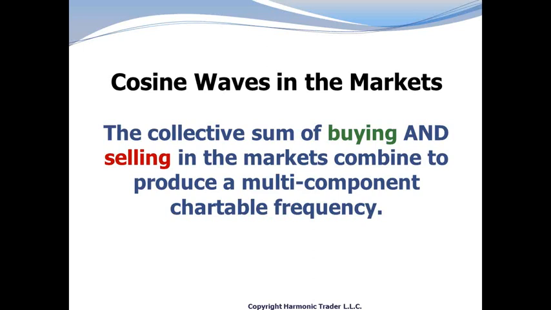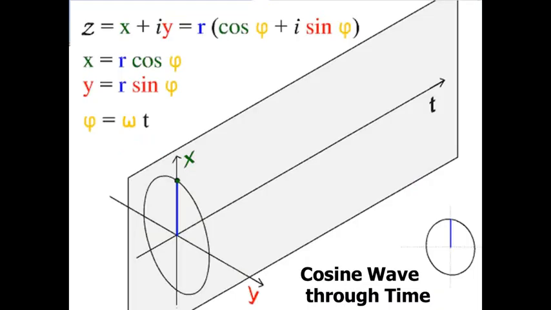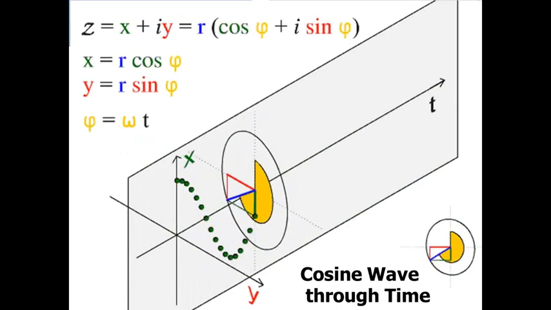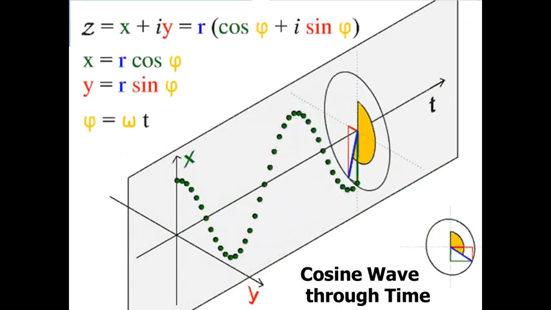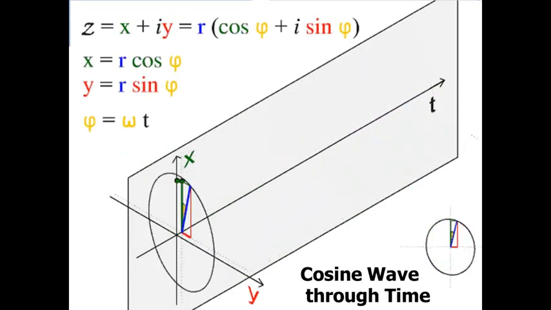Cosine waves in the markets. The collective sum of buying and selling in the markets combine to produce a multi-component chartable frequency. This illustration shows a cosine wave through time.